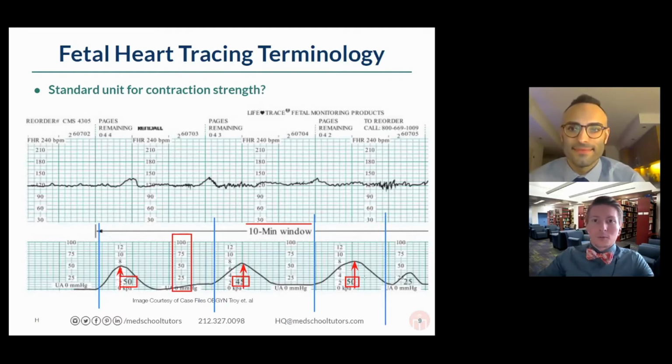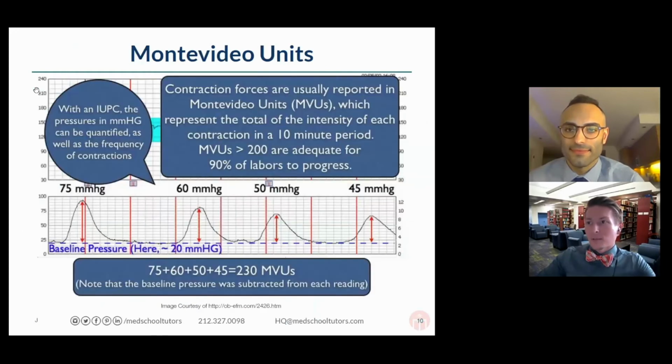So if you were to measure Montevideo units here, and we're counting the Montevideo units as being like, let's say, 50 per peak in our example, it's not 3 contractions in 10 minutes, it's 4 contractions in 10 minutes. If they say Q3 contractions, the first contraction starts our measurement of the 10-minute process. Now that becomes important because when we are calculating Montevideo units, we want to have more than 200.